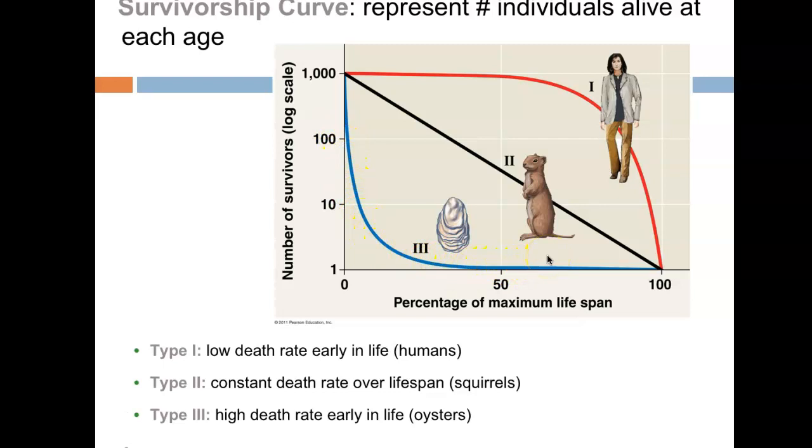The other thing I'd like for you to know from this chart is humans, because there's a low death rate in early life, are going to have fewer offspring, and they're going to be larger offspring. The animals that fit under a type 3 survivorship are going to have a lot of offspring. And that makes sense. If there's not a strong survival of offspring, you want to have a lot to increase the chances that some of them are going to carry on the genetics for that population.